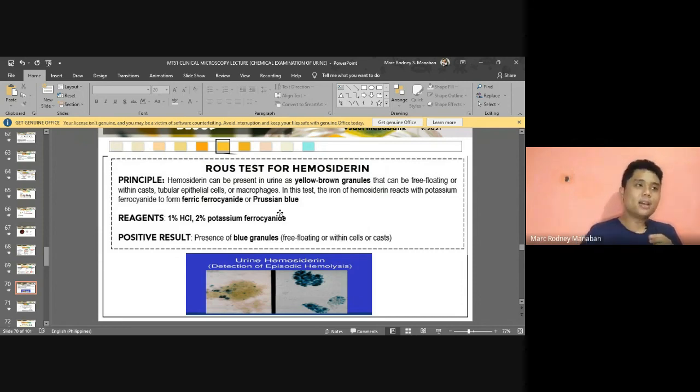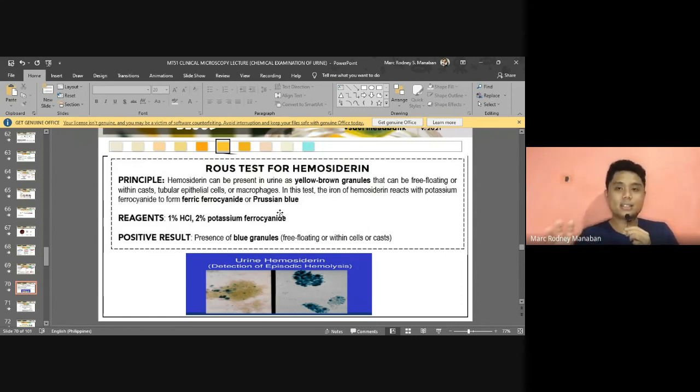And this hemoglobin will denature, no? Or will become ferritin, no, the stored form of iron, and it will denature to form hemosiderin. And this hemosiderin can be detected also in your urine, kung pwede siyang ma-express sa urine, alright?